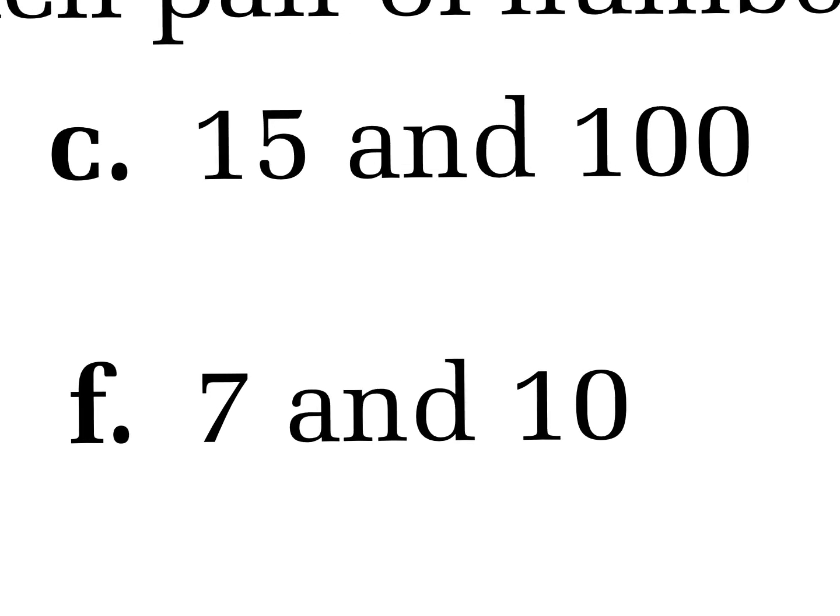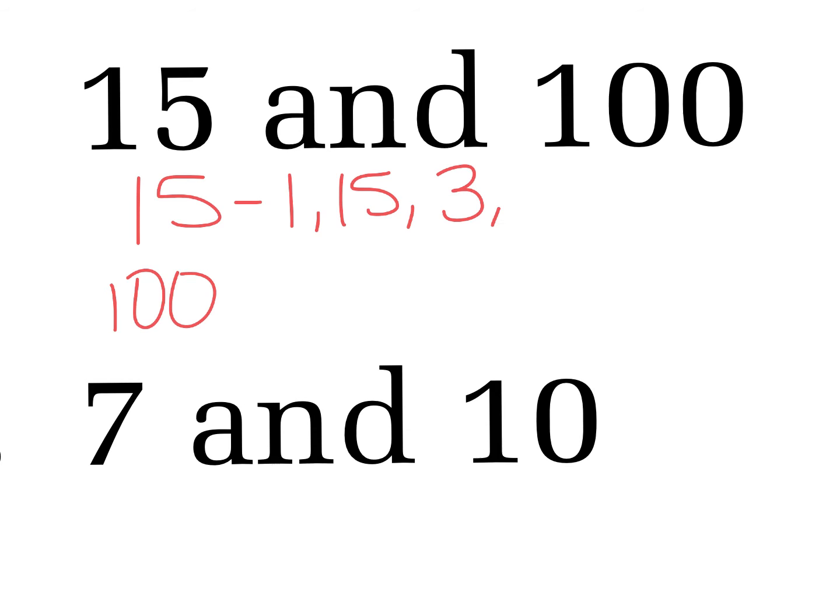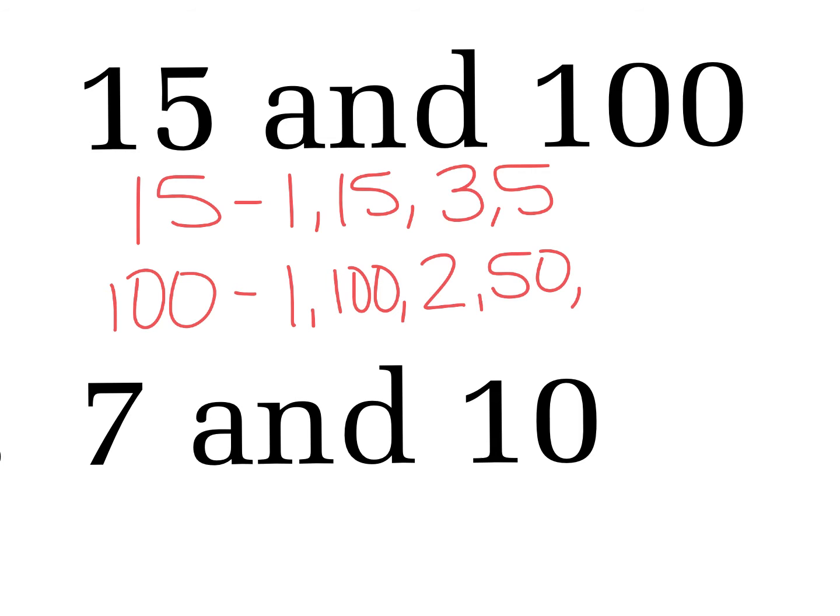All right, 15 and 100. My factors for 15 are 1 and 15. I can multiply 3 and 5 together to get 15, and that is it for 15. For 100, we got 1 and 100, we got 2 and 50. Can we multiply anything by 3? No. 4 and 25.